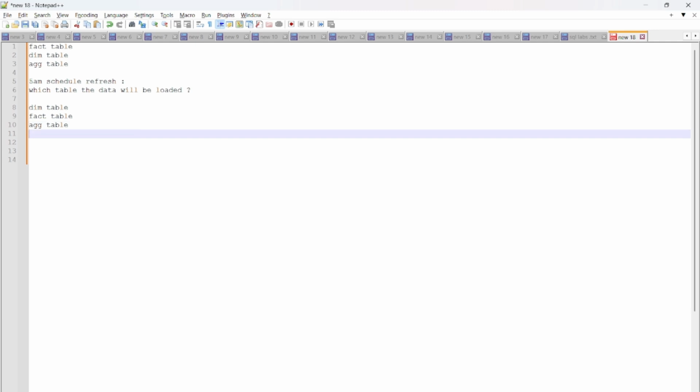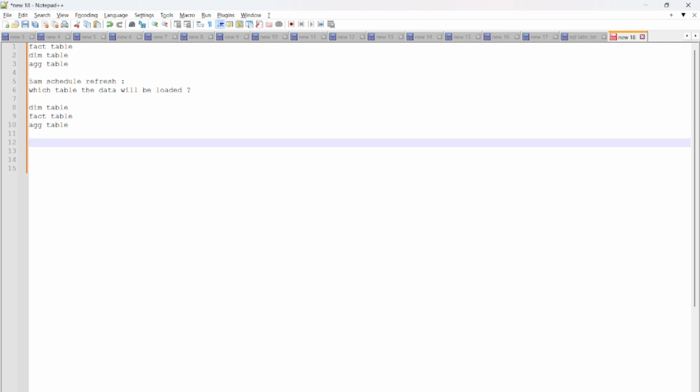Now my question is why? How will it be loaded into the dimension table? Generally the loading will happen based on the dependency, not based on the tables. Dimension tables have the descriptive columns, fact tables have the measures, and aggregation tables are created on top of the fact table. The fact table contains the foreign keys, which are the keys available in the dimension table. So the dimension table is independent, and the fact table is generally dependent on the dimension table. The aggregation table is created on top of the fact table.